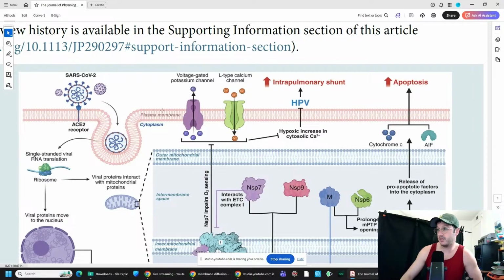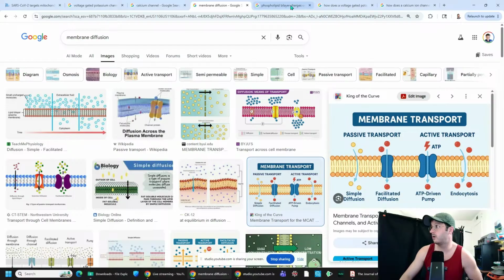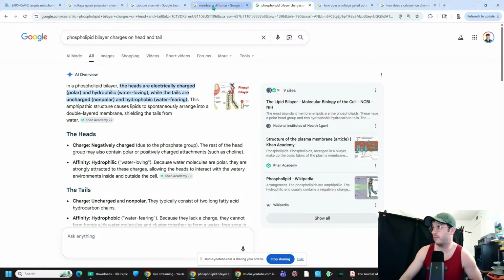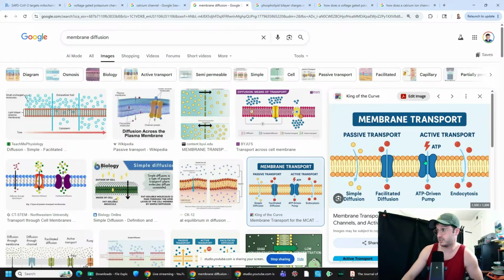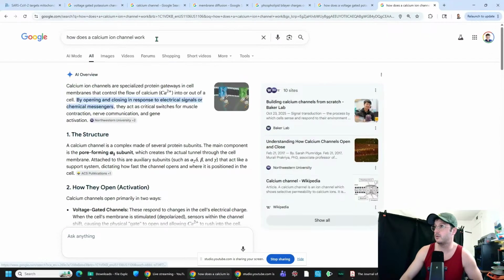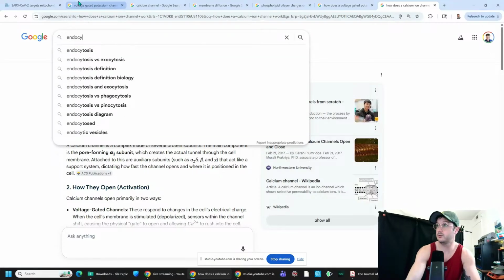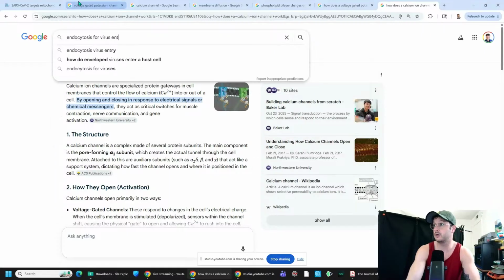Then we have the two other types. There's also the ATP generated one, which is what I was saying before. We have an energy molecule that opens a channel that allows a certain type of action. This is going to be more for different types of molecules, I think, that are brought into the cell for certain types of chemical reactions. So endocytosis, going to double check. Endocytosis for virus entry.